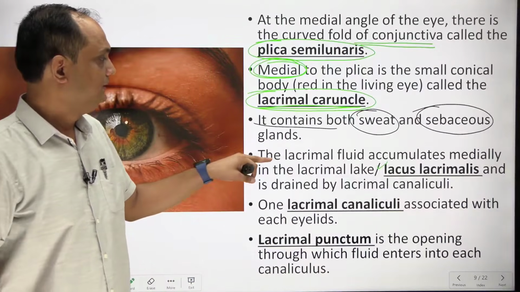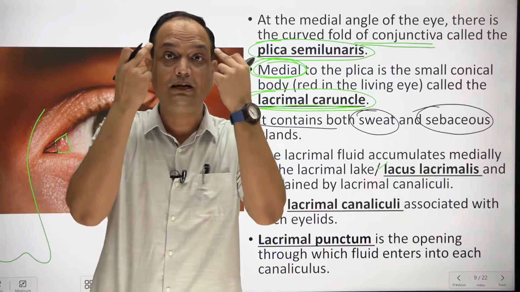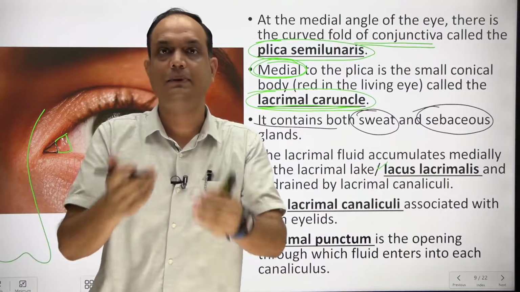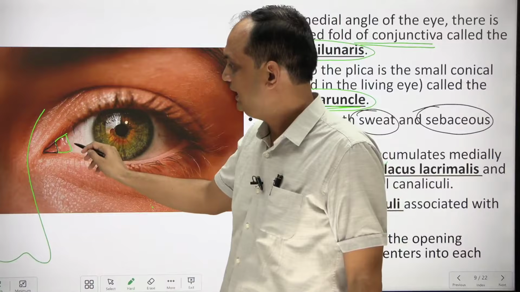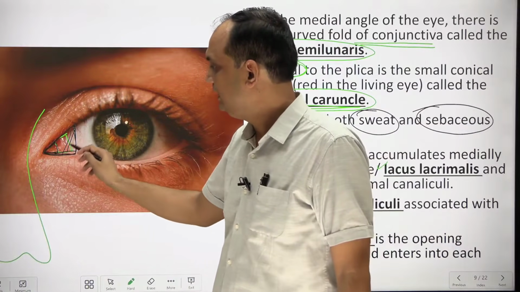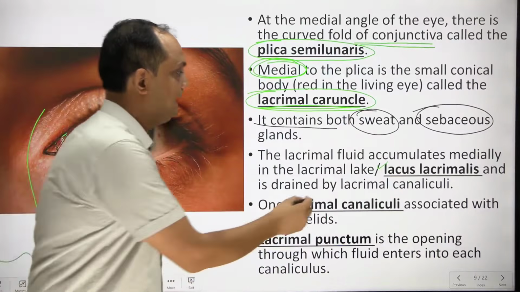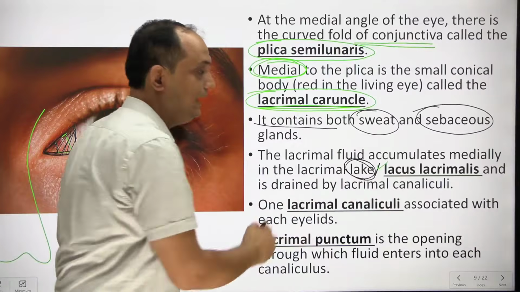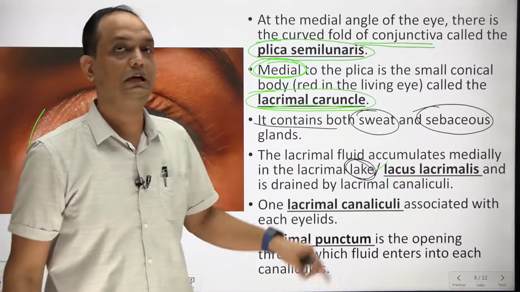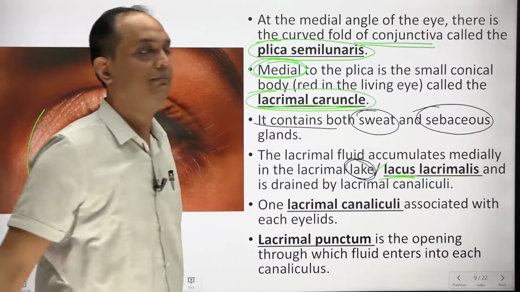ठीक है. Then the lacrimal fluid, अभी हमने देखा कि lacrimal fluid रिलीज हो रहा है lateral side से and it is reaching to the medial side. So medial side में जहां पे इस एरिया में हमारा lacrimal fluid आके collect हो जाता है. Now in this part where the lacrimal fluid comes and remains here is known as lacrimal lake. ये एक लेक वाला एरिया है. इस लेक में क्या भरा हुआ है? This lake is for the collection of lacrimal fluid and this lake is known as lacus lacrimalis.